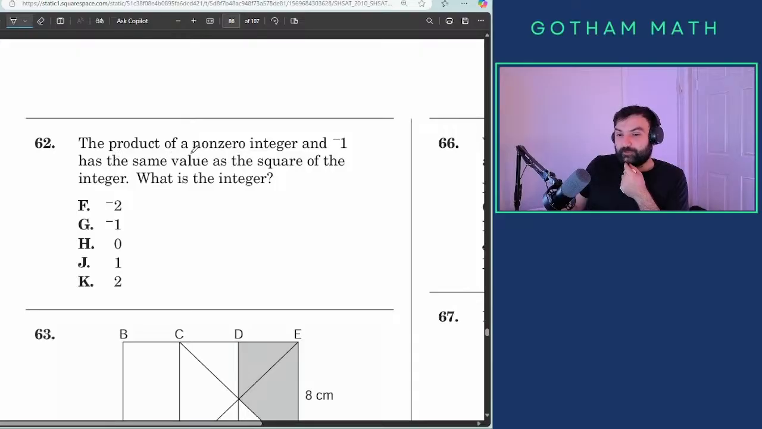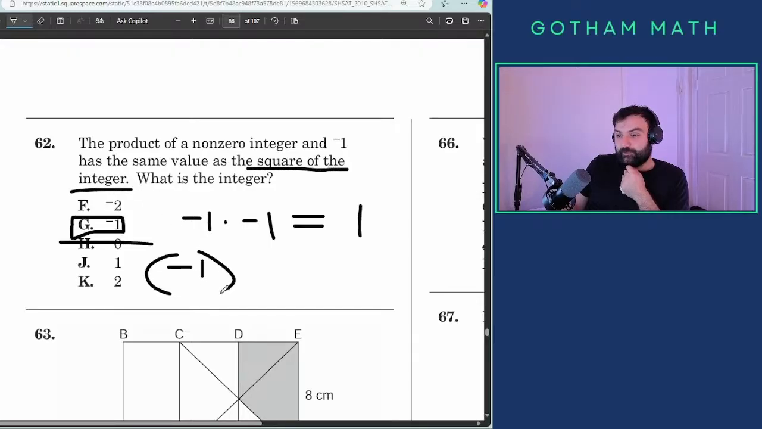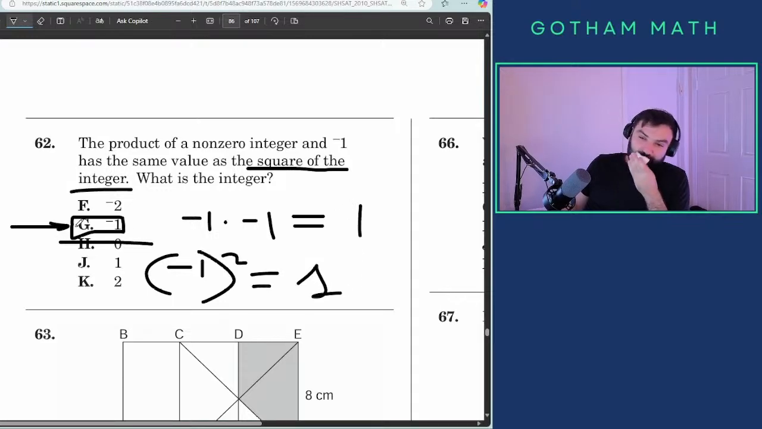The product of a non-zero integer and negative 1 has the same value as the square. Non-zero means it can't be 0. So I think the answer is G here. Why? Because negative 1 times negative 1 is 1, which is the same as the square of the integer. The square of negative 1 is also 1. The correct answer is G. All you have to do is multiply all these numbers by negative 1 and square them too. And non-zero means that it's not a 0.